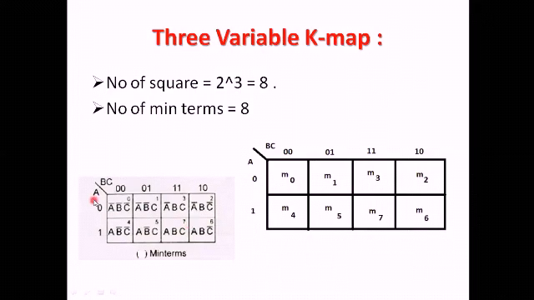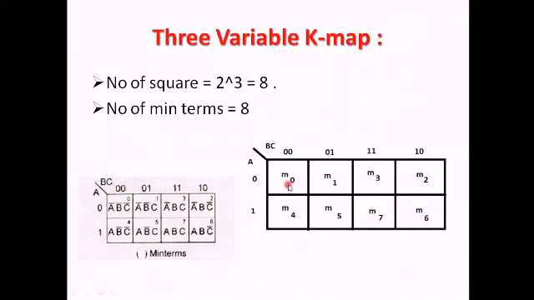That is these 3 variables A, B and C. Now we are drawing the 8 squares like this. 1, 2, 3, 4, 5, 6, 7 and 8. We have drawn the 8 squares. Next we will be naming the A, B and C. Now this is the naming for A, 0 and 1. This is for BC, 0 0, 0 1, 1 1 and 1 0. This is also in gray code sequence.